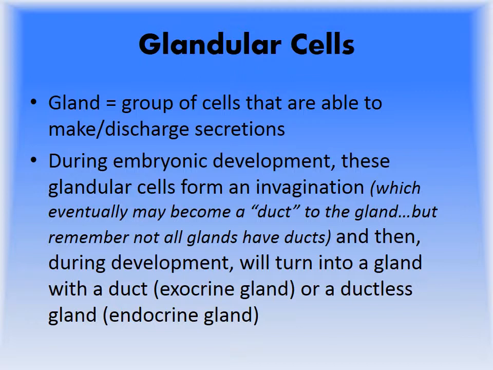Okay, so during embryonic development, these glandular cells, these epithelial cells, form an invagination. And this invagination usually becomes the duct to the gland. But again, remember that not all glands have ducts, right? We talked about the endocrine system being the ductless gland system, so they don't have ducts leading anywhere. But there may be an invagination within these glandular cells in the developing embryo, and that usually develops into the duct of the gland. And then during development, it will turn into a gland with a duct, if it's an exocrine gland, of course, or a ductless gland if it's an endocrine gland. So amazingly enough, these glandular cells are quite special, and they do form into these glands.